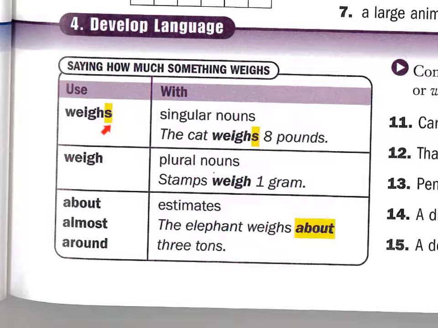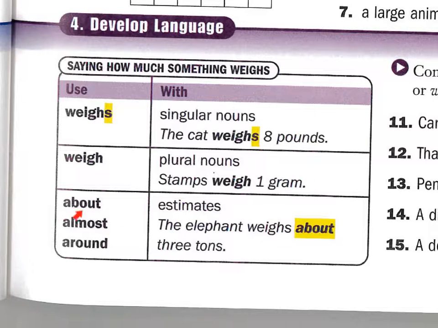Weighs. We use that with singular nouns. The cat weighs 8 pounds. That's a big cat, 8 pounds. The cat weighs 8 pounds. Weigh. We use that for plural nouns. Stamps, right? More than one. Stamps weigh 1 gram.